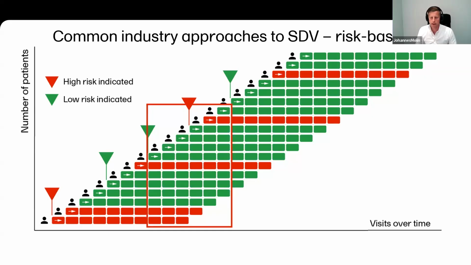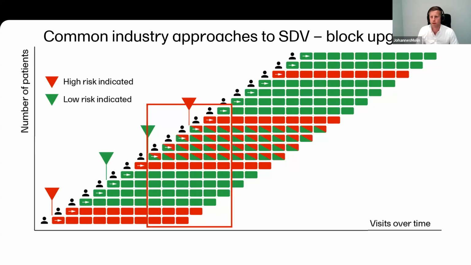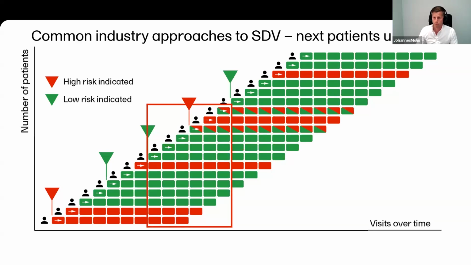So are there any approaches taken here to try to respond to the increased risk? Yeah, one way is to try to upgrade all patients in a specific block, like in this example here. But we can see that this is also not aligning very well with the risk period, the way we defined it. Another option that we have heard from customers being used is that you say that you will upgrade the next couple of patients enrolled, which may completely miss the target if you want to put your effort on where you see the increased risk.